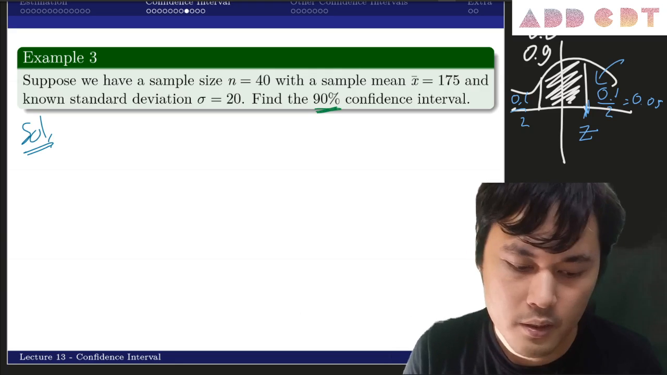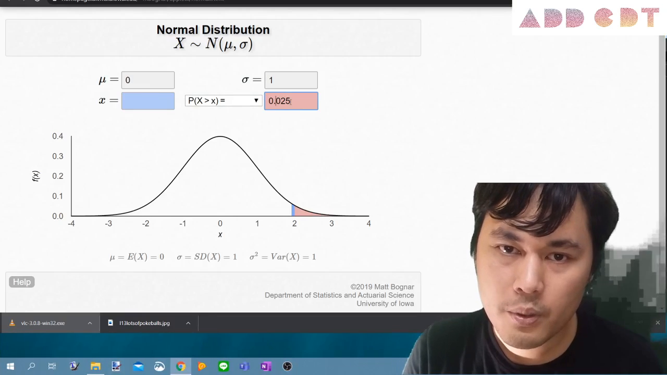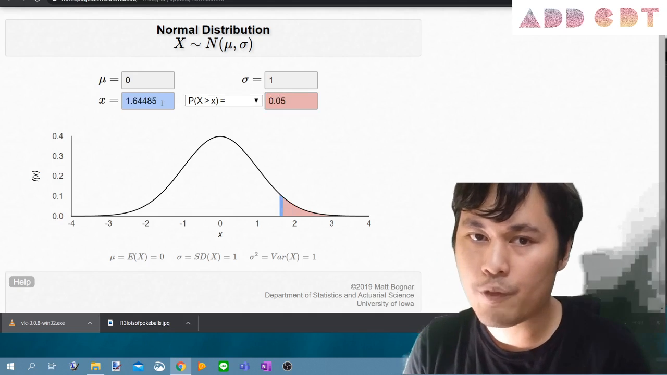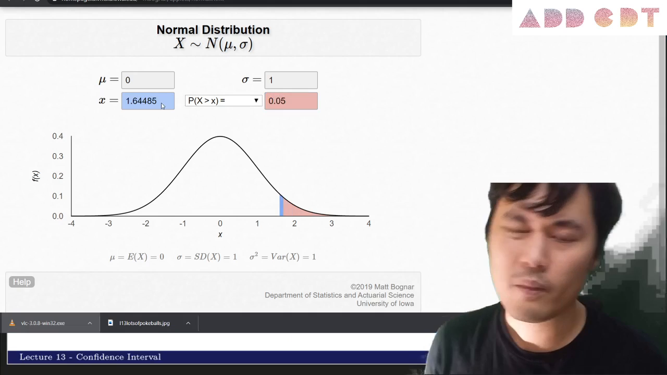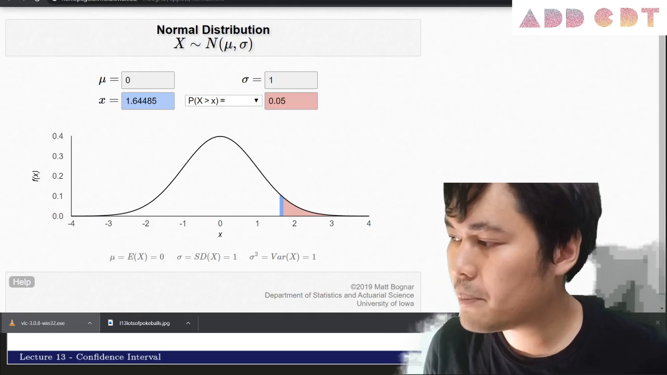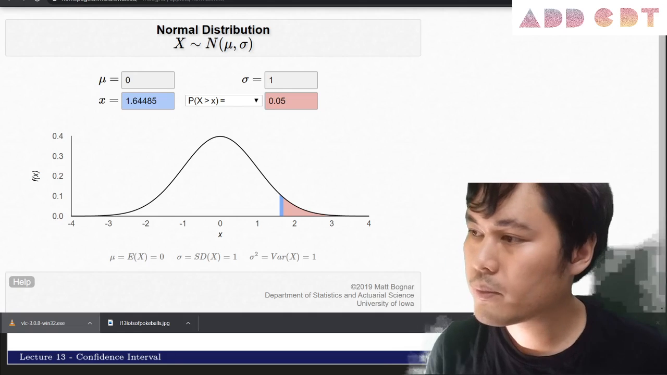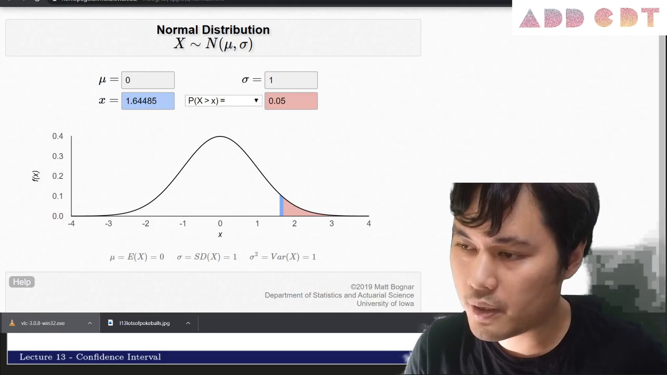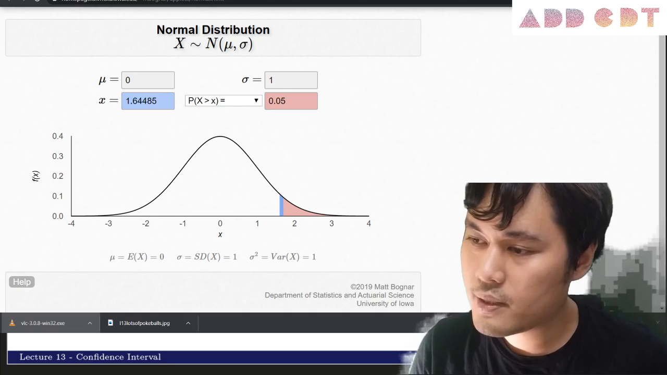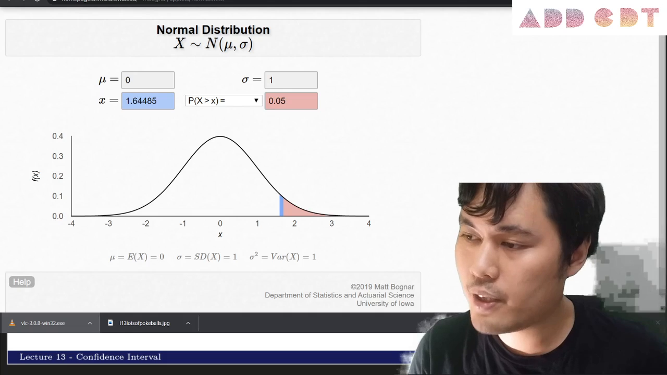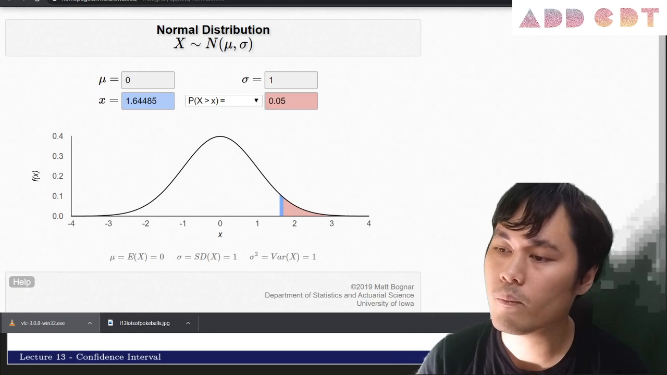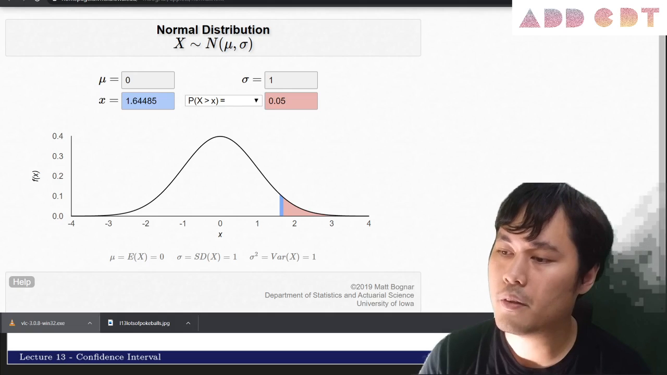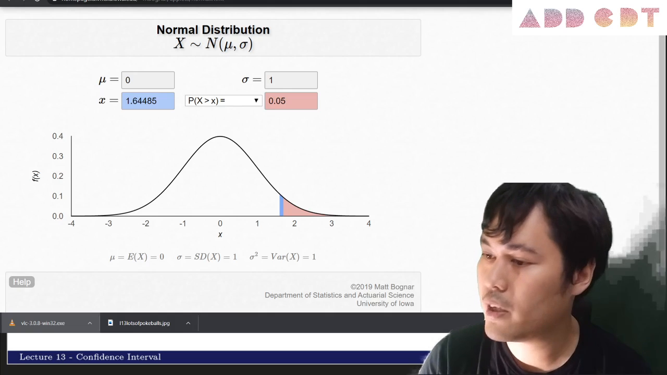So let's use that and put in 0.05, and okay, now we have 1.64. That means this is about 1.64. So now we can compute that whole thing. Sorry, it's plus or minus that number times sigma divided by square root of n. So we have x bar here, 175. We have that number which we just got, which is 1.64.